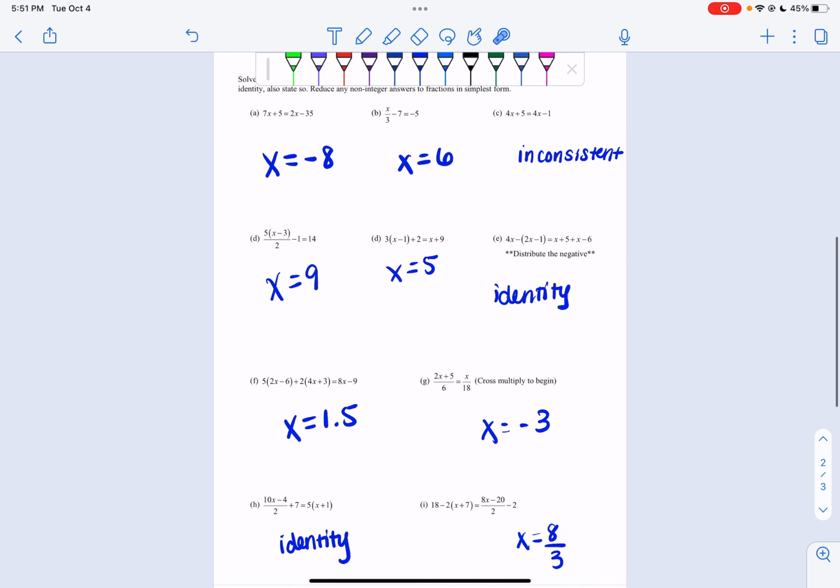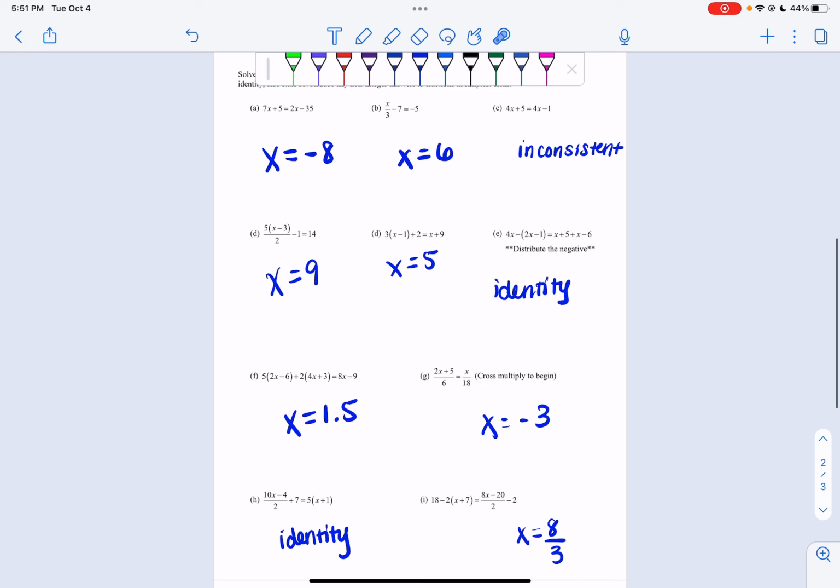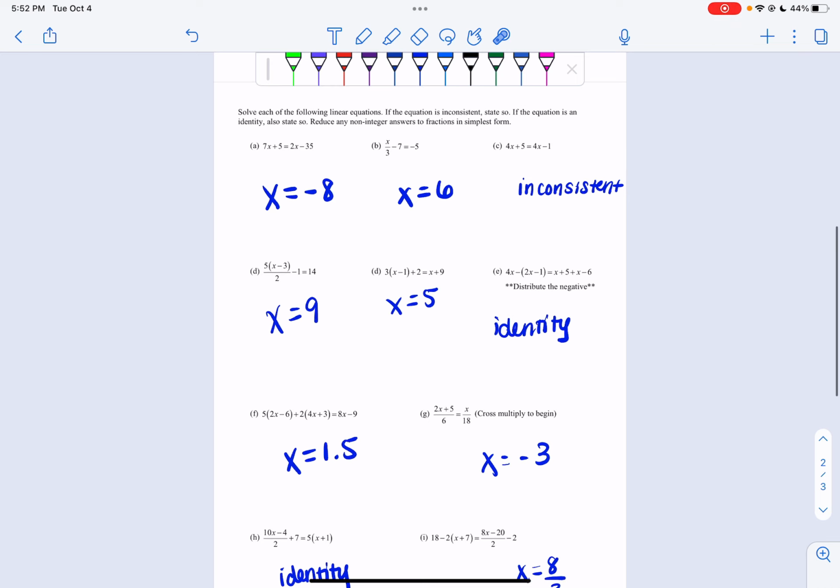So if you want, here are the answers. You can take a quick picture, take a quick screenshot, whatever your heart desires. But just know that you're going to need to show your work to show me that x is -8, x is 6, inconsistent, identity, and so forth. If you think there's any errors, let me or Miss Fiorinelli know, and we'll definitely look at our solutions.